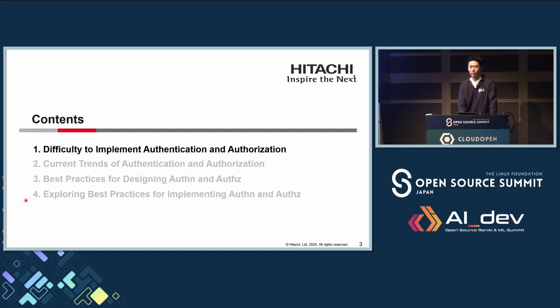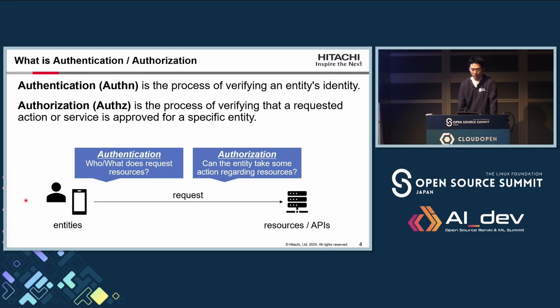First, I describe the difficulty of implementing authentication and authorization. First of all, what is authentication and authorization? Authentication is the process of verifying the entity's identity. And authorization is the process of verifying that a requested action or service is approved for a specific entity. Briefly speaking, authentication is the answer to the question, who or what requests resources? Authorization is the answer to the question, can the entity take some action regarding resources? The important point is, although these two are often confused, authentication and authorization are completely different.